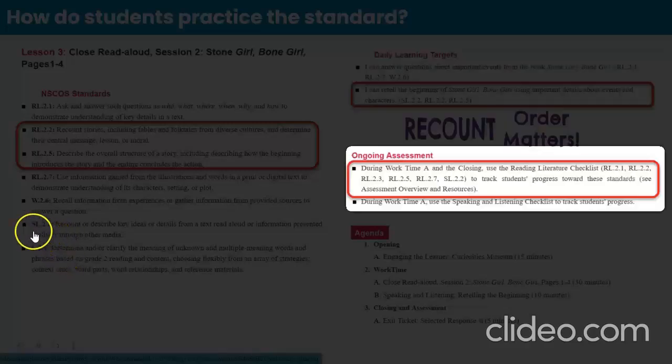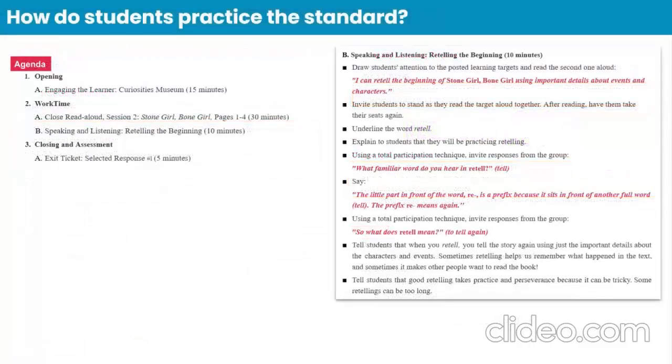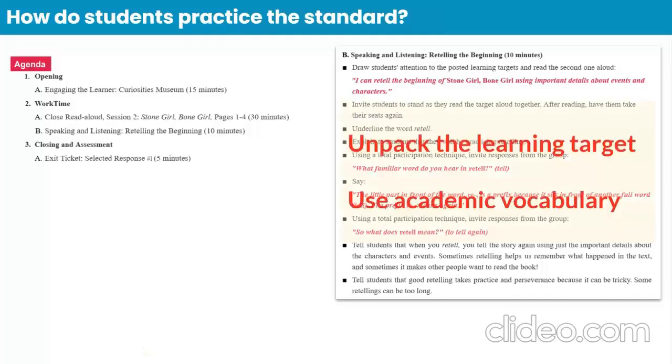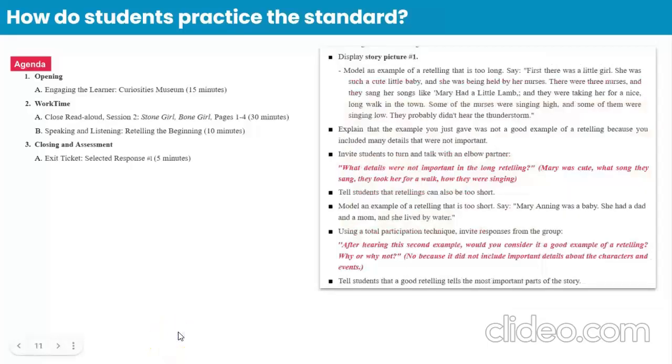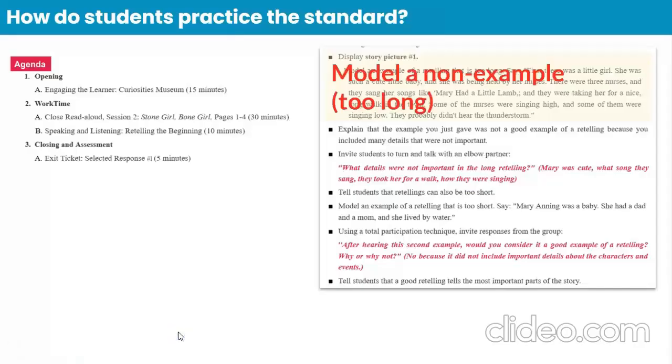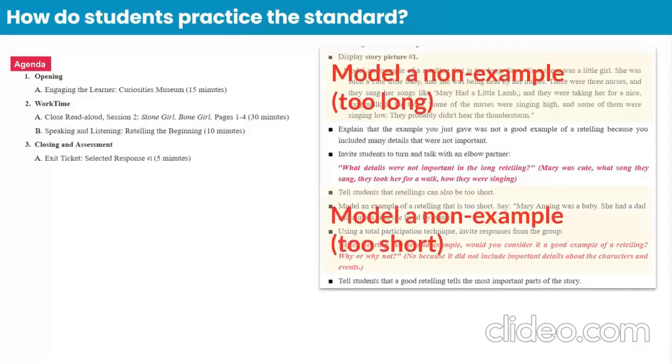For ongoing assessment, the lesson notes using the reading literature checklist to monitor student progress. During the close read in work time A, students engage in a key language dive. In work time B, they practice RL 2.2 and 2.5. Work time B begins with unpacking the learning target. Often, this part of the lesson is where students are introduced to and practice academic language. Next, the teacher explicitly models a non-example of recounting, which is too long, and another non-example, which is too short.